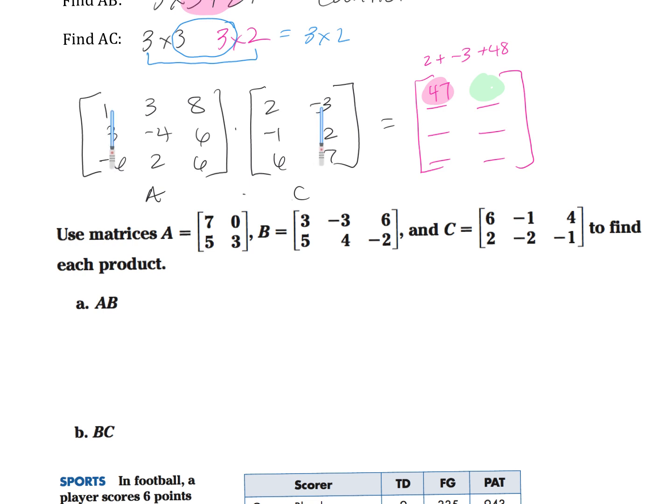Negative 3 plus, watch what I do. Move to the right one, move down one. So I'm taking negative 3 and I'm adding it to, multiply these guys, 6. Negative 3 plus 6 is going to get me 3. 3 plus, move to the right one, move down one. 3 plus 8 times 7. 8 times 7 is 56. Plus the 3 from before, 59 goes over here. Holy smokes.